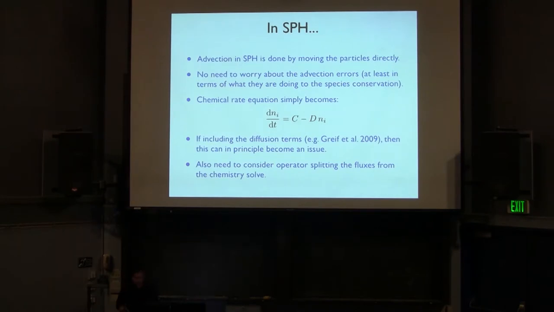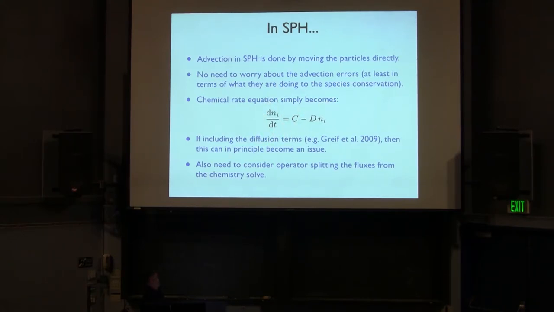SPH is much, much simpler because we don't do advection as a separate thing. The advection is done by the SPH particle moving from where it was in one time step to its new location somewhere else. So it's one of the few things SPH does correctly, that it potentially makes zero error in the advection step, except obviously in the integration error itself. And that simplifies our reaction equation substantially. Now we just have dm by dt. This time it's Lagrangian, it's not the convective derivative.